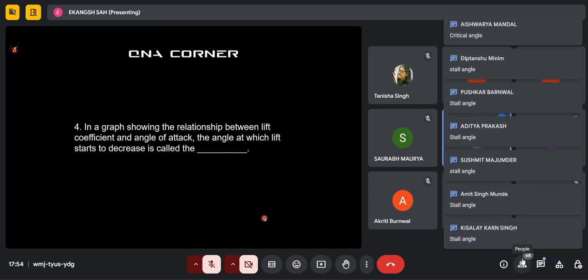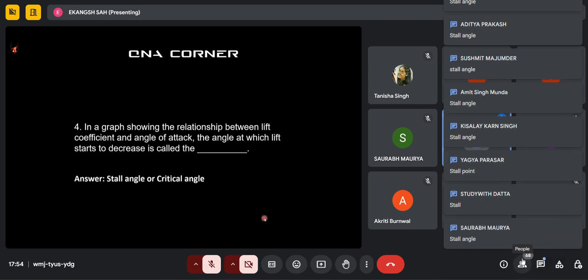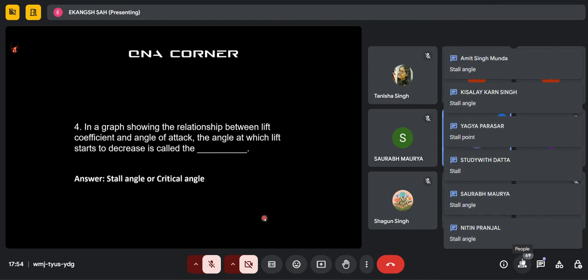Okay, everyone is correct. It is the stall angle of attack or critical angle of attack. Moving onward.